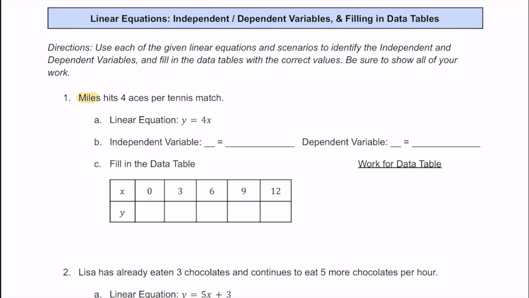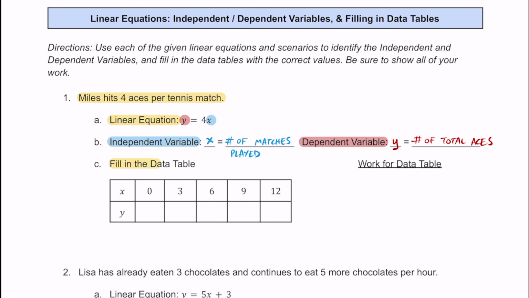For number one, we have the situation where Miles hits 4 aces per tennis match. Here's our linear equation where we have y is equal to 4 times x. In the linear equation, the x is going to represent the independent variable, and y is going to be representing the dependent variable. Because the number of total aces that Miles hits depends on how many tennis matches he plays, x represents the number of matches played, and y represents the total number of aces hit.